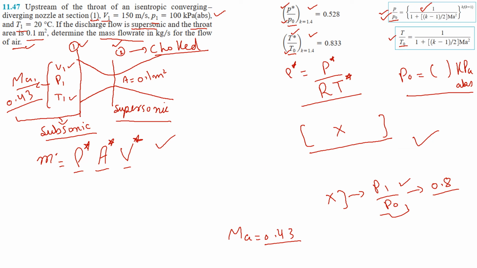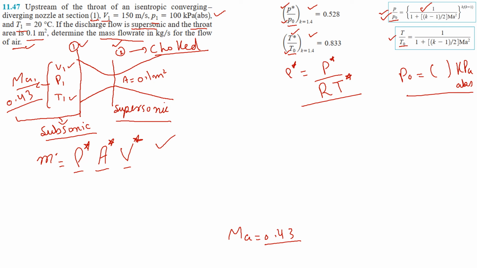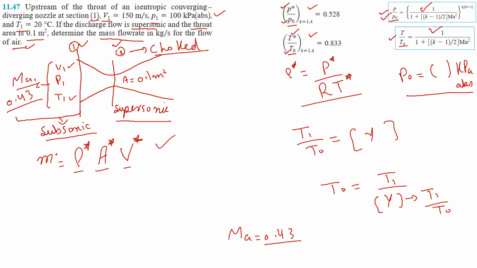Similarly, doing the same for T1 over T0, we are going to use our Mach number and find the value. That is, T1 over T0 is equal to this equation, and let's call this whole value inside the bracket y, and we will arrange this equation for T1 over y, and y, as you know, is equal to T1 over T0, and its value for Mach number 0.43 in the graph will come out to be approximately 0.9.